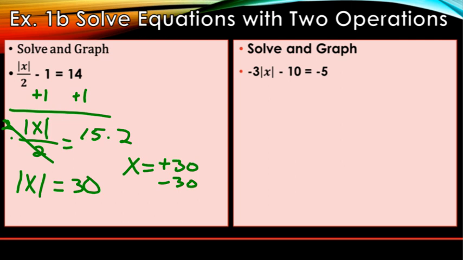And then to graph it, I just put 0 in the middle, 30 over here, negative 30 on this side, and then I'll put my dots on, a dot on negative 30 and a dot on positive 30. You can work on the next one yourself.